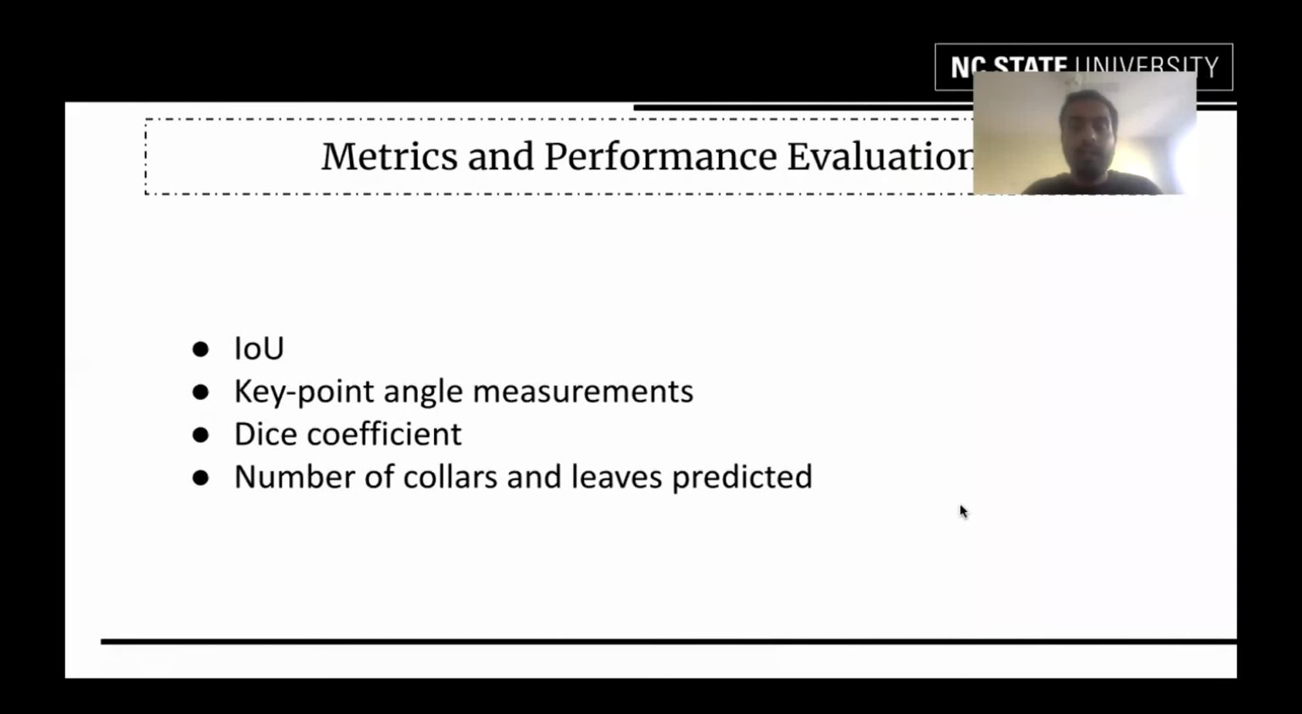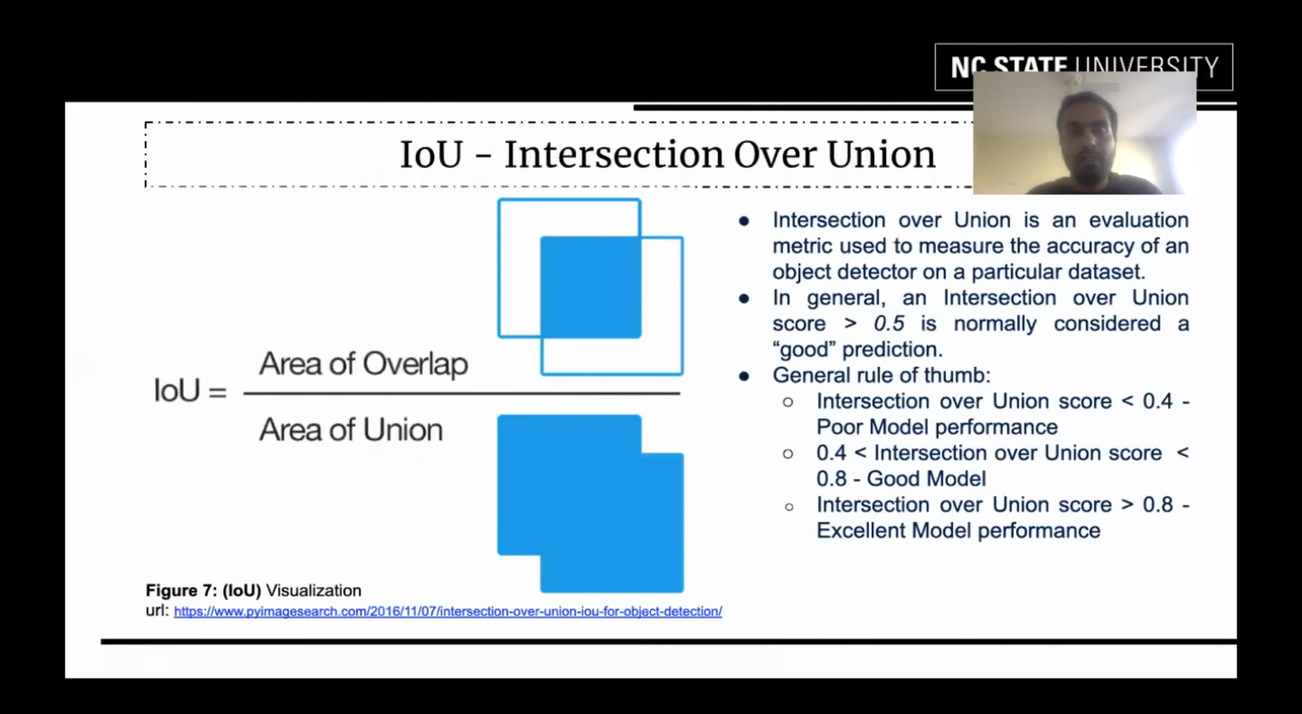Hi, this is Krishna, and now I will talk about metrics and performance evaluation. These are the four metrics that we are evaluating: IOU, key point detection for tangent measurements, Dice coefficient, and the number of collars and number of leaves predicted accuracy. IOU is basically the area of overlap divided by the area of union. A good score is between 0.5 and 0.8. Greater than 0.8, it is an excellent model.